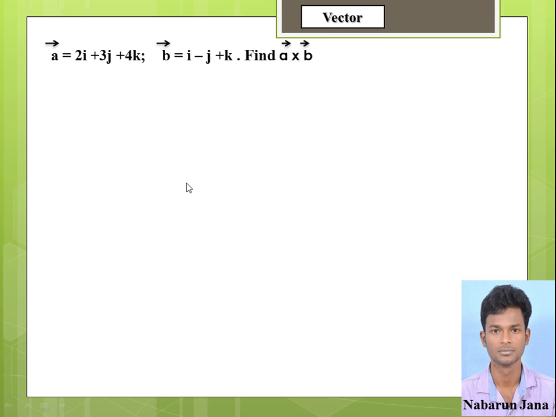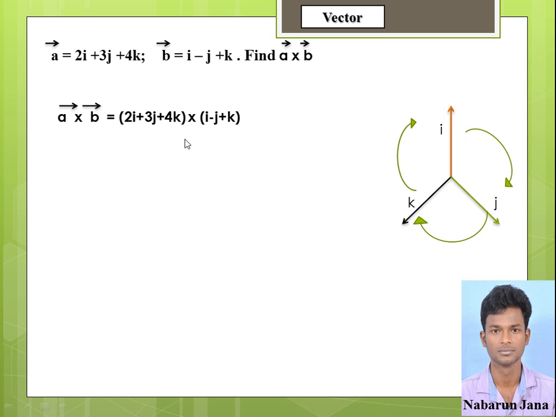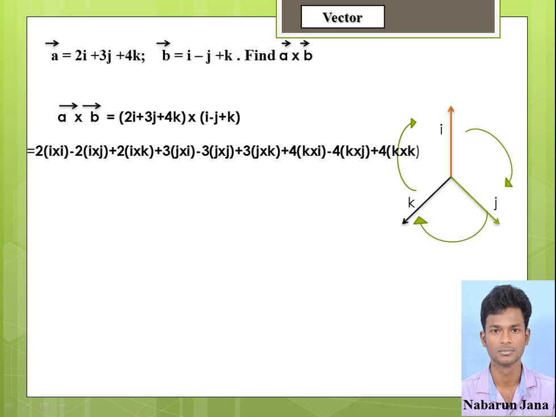Now the question is, vector a equals this one and vector b equals this one, find a cross b. So a cross b equals this one cross this one, put a cross here because it is the cross product. And for simple calculation I am going to show this one. You can multiply this and you will get these values.